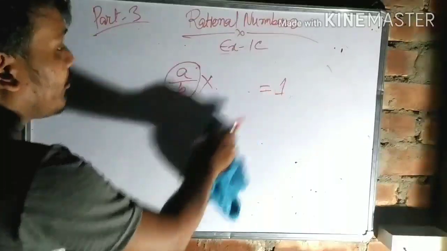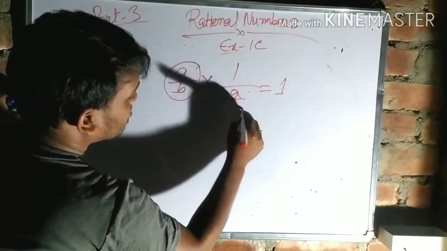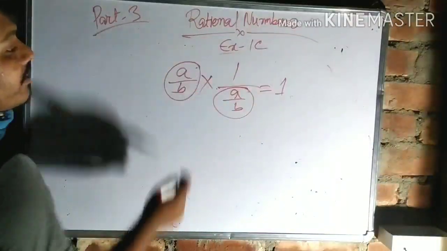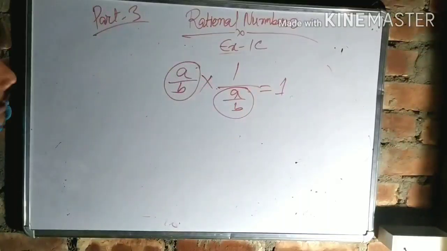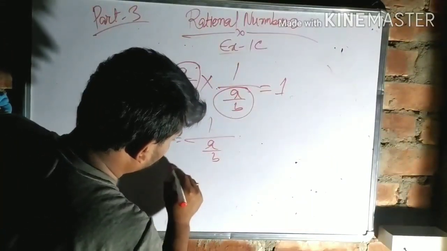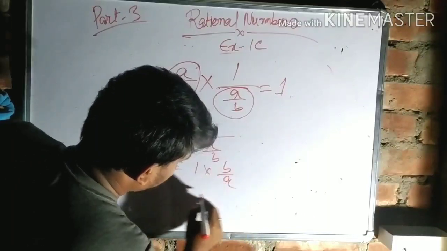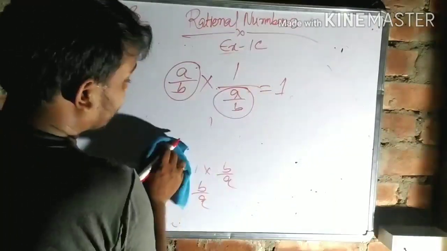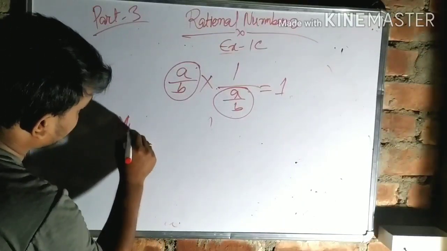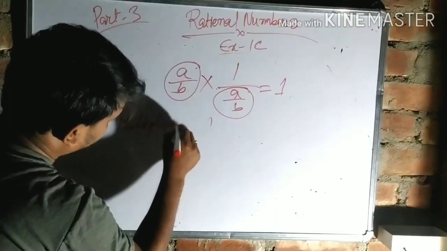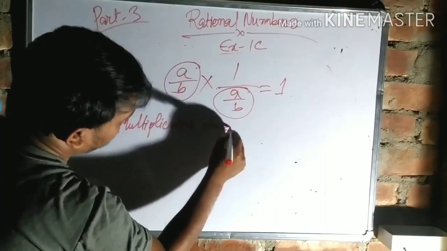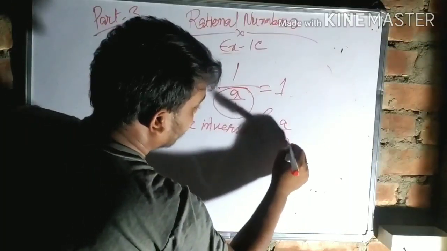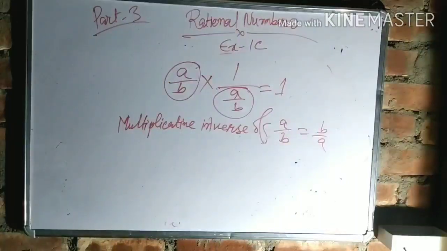Or in another way, if we write 1 by A by B, that is the multiplicative inverse of A by B. So 1 by A by B equals 1 into B by A, so B by A. Therefore, the multiplicative inverse of A by B equals B by A. We change the numerator and denominator, and we get the inverse.